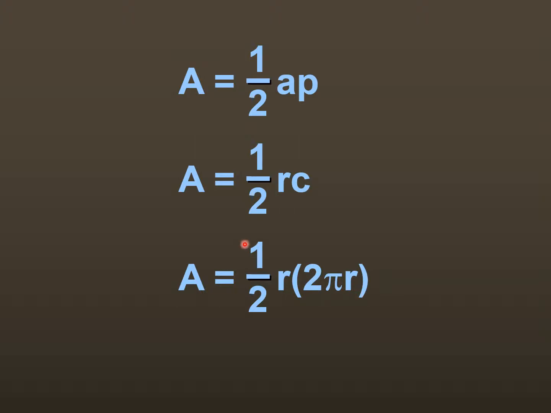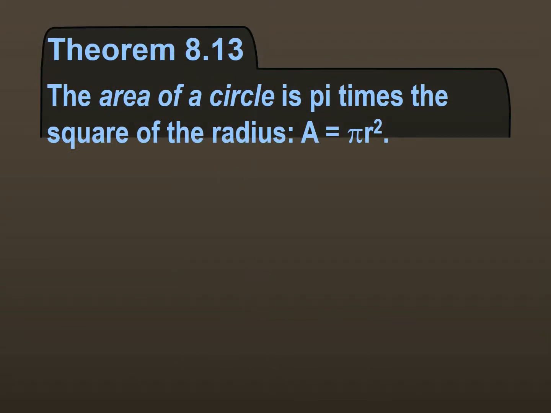And then we'll simplify. 1/2 times 2 is just 1. And then we have r times r, which is r squared, and then pi. And that's how we get the formula of pi r squared for the area of a circle. So our theorem for this lesson is the theorem for the area of a circle, and it's pi times the square of the radius. A equals pi r squared.